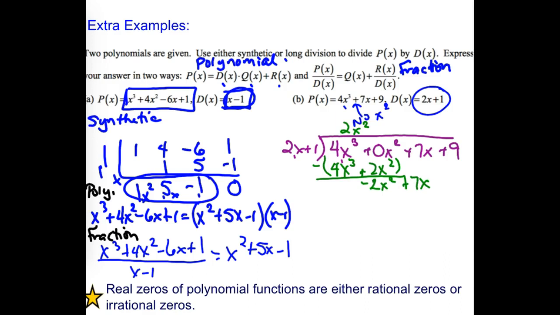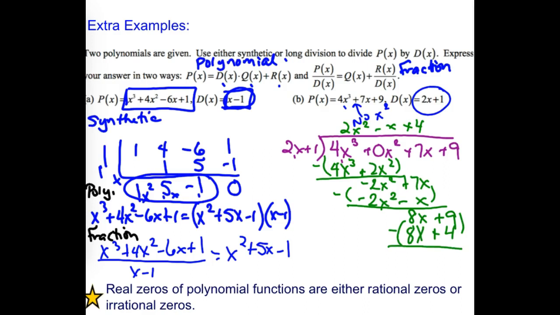Repeating that process, dividing negative 2x squared by 2x gives us negative x. Multiplying, we've got negative 2x squared minus an x, and we're going to subtract. Our first term drops out. We have 7x minus a negative x would be 8x, and then we bring down our last term of 9. And 8x divided by 2x would be 4. 4 times 2x plus 1 would be 8x plus 4. And when we subtract, this time we do have a remainder of 5.